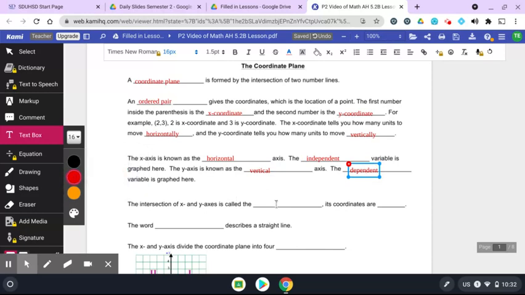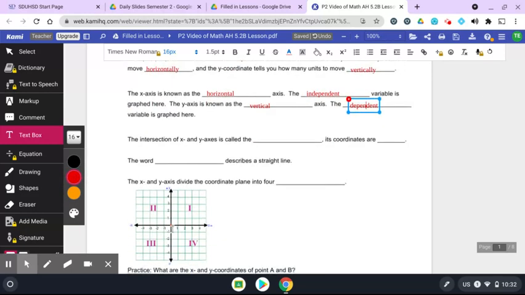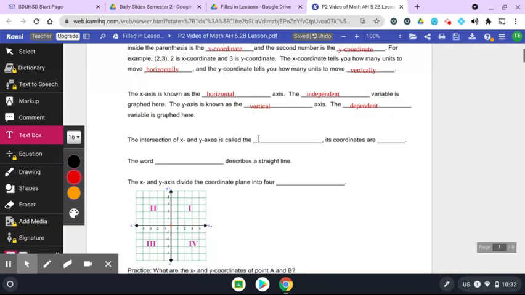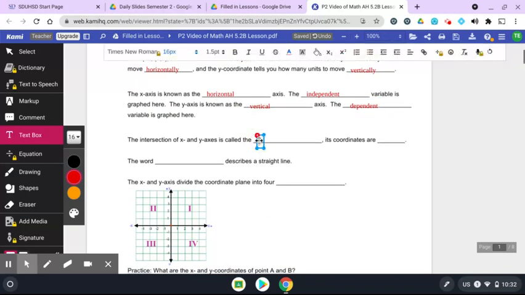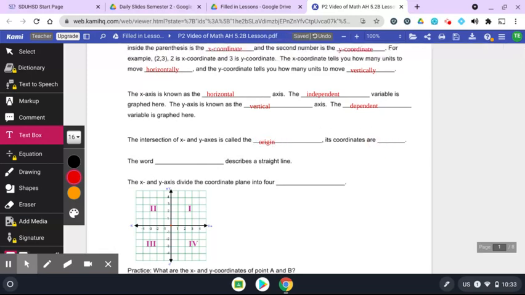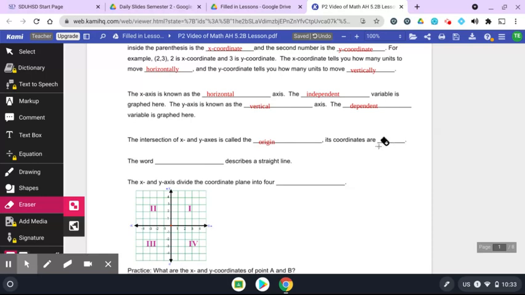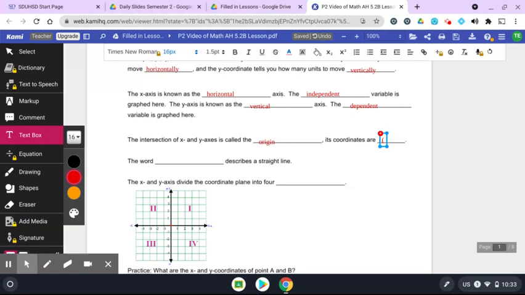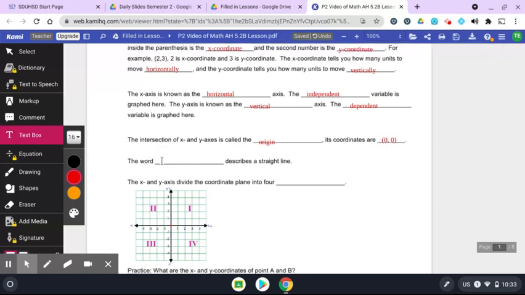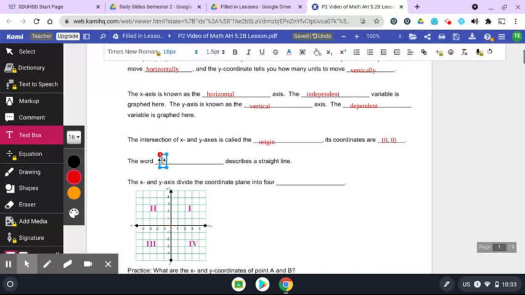Okay, the intersection of the y-axis and the x-axis. So where they collide, that is the origin at point (0, 0). Okay, and the word linear describes a straight line. So you don't have to say straight line. All lines are straight. If they're not straight, they're not lines.